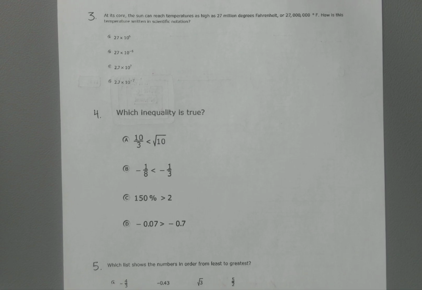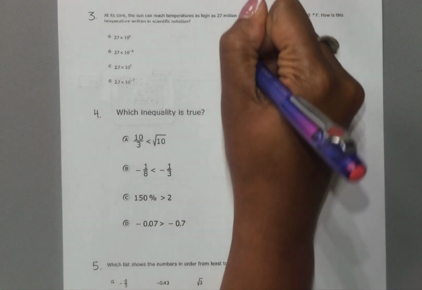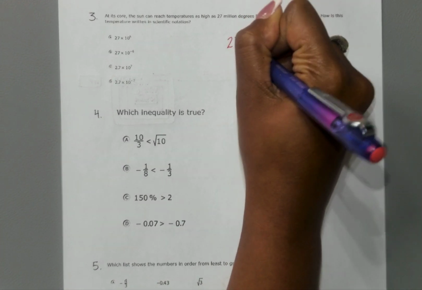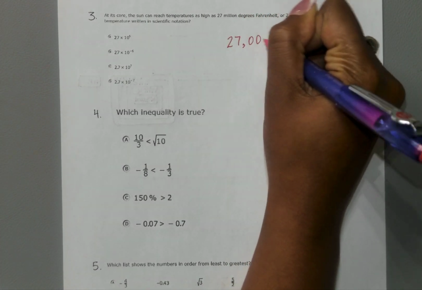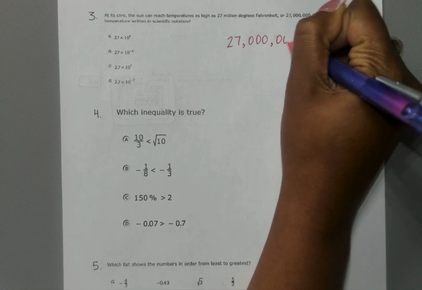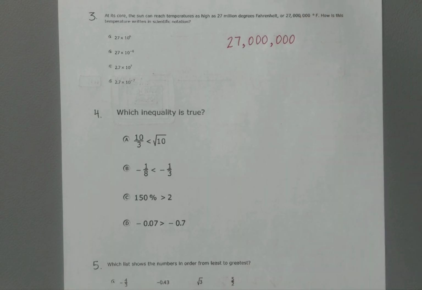All right, next we have a scientific notation question. It reads, at its core, the sun can reach temperatures as high as 27 million degrees Fahrenheit. How is this temperature written in scientific notation? So I'm just going to write that number so that we can see it a little more clearly. I know the text is pretty small.